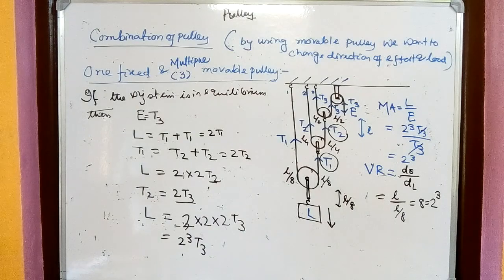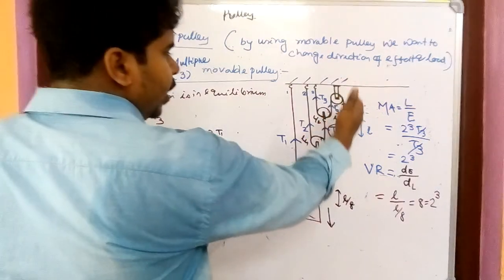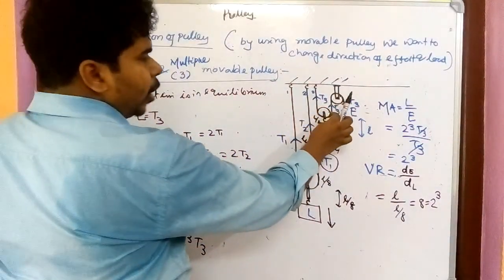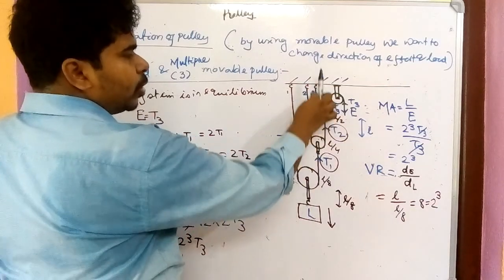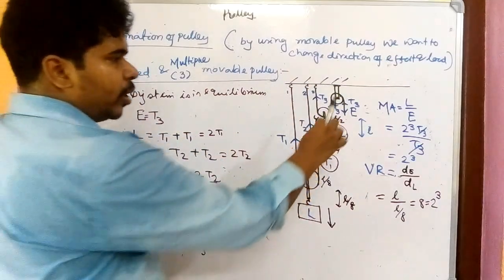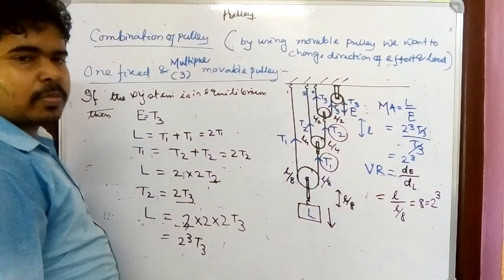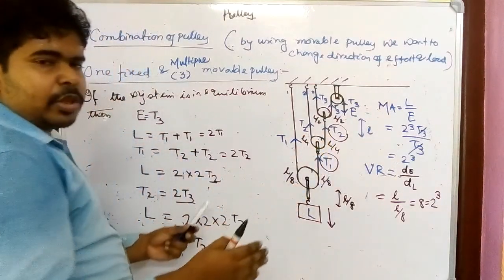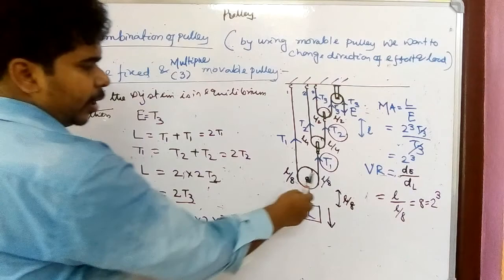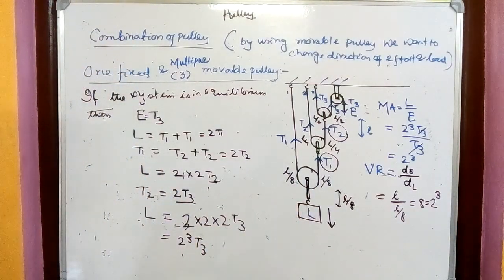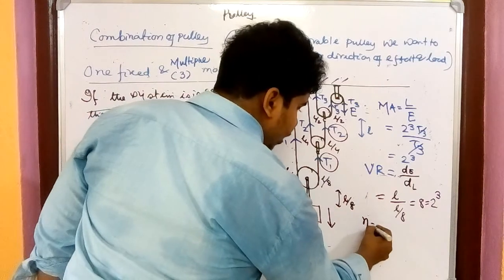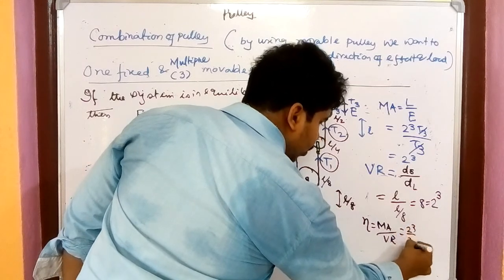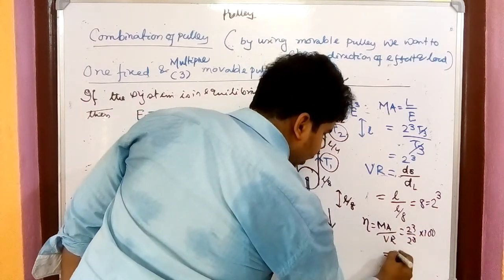And how is this L by 8 coming? Again I am telling, if you displace the effort by L, then this displacement is distributed over the bending of one string, so it will be displaced by L by 2. As it is displaced by L by 2, this will be distributed in half, L by 4, L by 4. And here it is L by 8, L by 8. So velocity ratio is 2 cube. And here efficiency equals mechanical advantage by velocity ratio, that is 2 cube by 2 cube into 100, that is 100%.